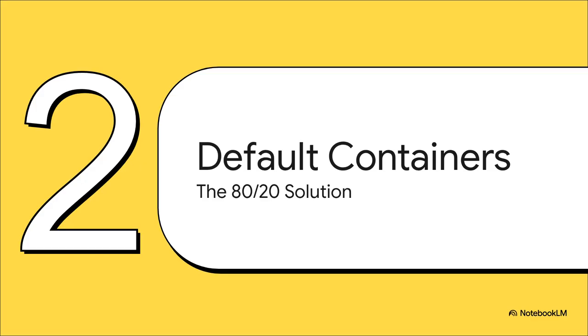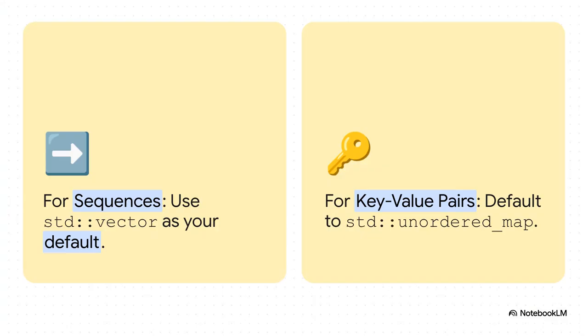Okay, so what's really wild about all this is that even with all these options, for the vast majority of cases, I'm talking like 80% of the time, maybe even more, your choice really just boils down to two containers. Just two. If you can get this part right, you're already way ahead of the game in writing solid C++. And here they are, the two workhorses.